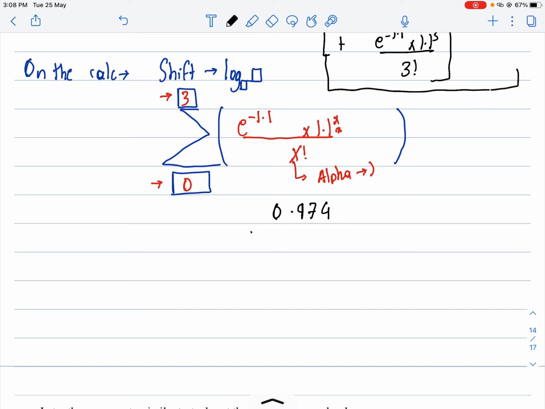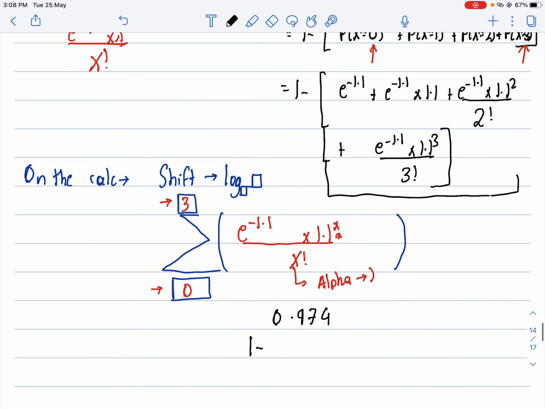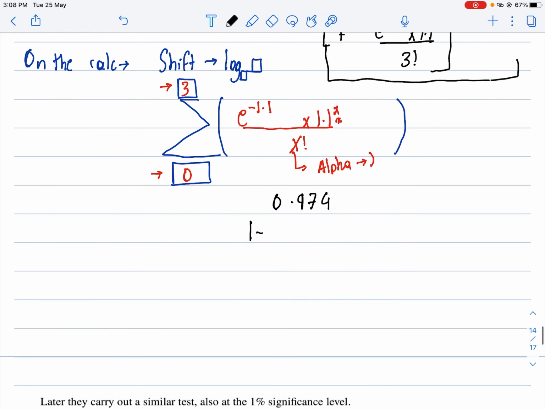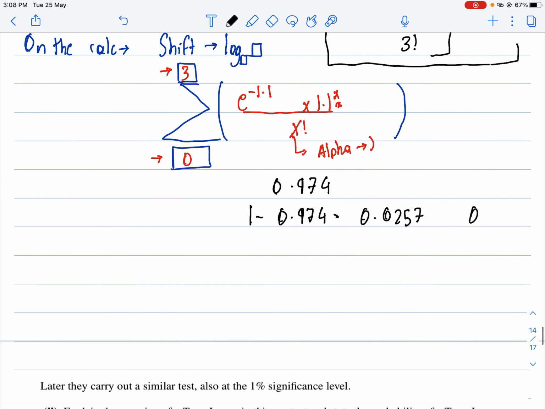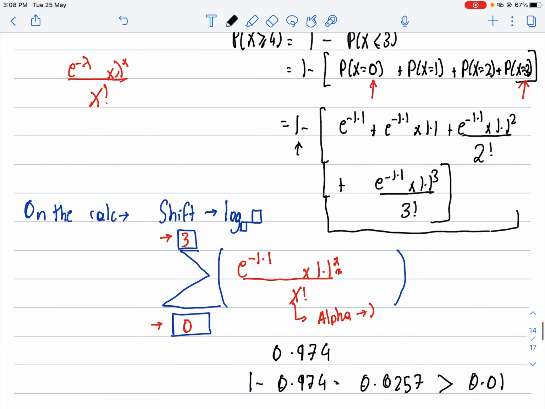When you do that, you get your answer as 0.974. Now you can do 1 minus that, which gives you your answer as 0.0257. When you compare it with your significance level, which is 1%, 0.01, 0.0257 is more. That means this is not rejected.